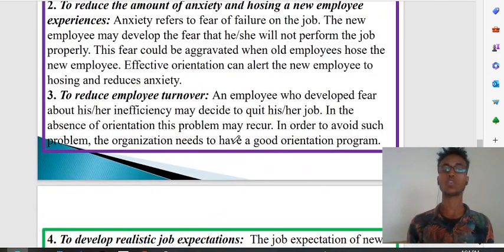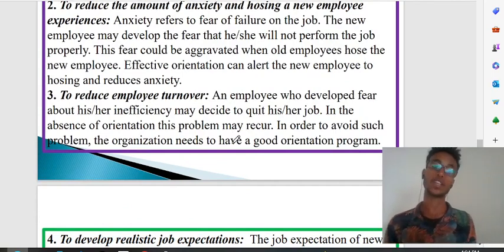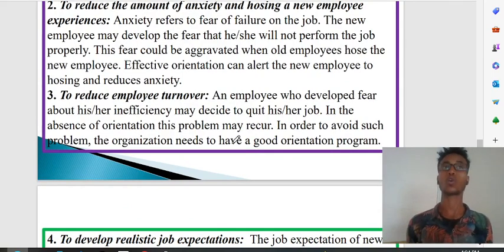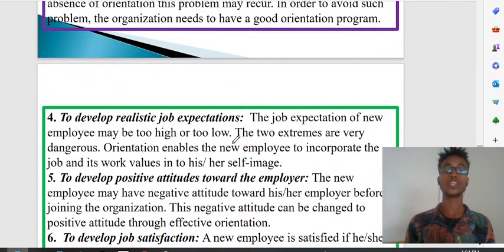Reduced employee turnover. If we familiarize new employees with our organization in order to start his or her work, the employee turnover is reduced. And also, it develops realistic job expectations.